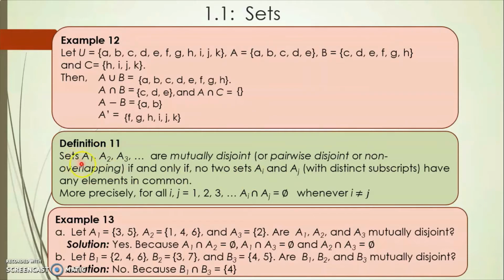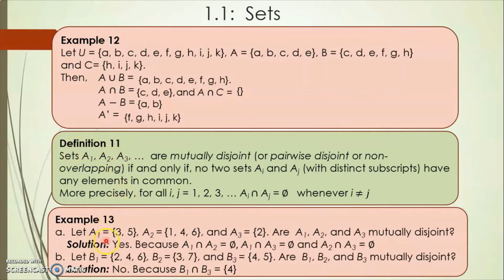Definition 11 says A1, A2, A3 are mutually disjoint if and only if no two sets Ai and Aj have any element in common. So this definition applies to more than two sets. Whenever no two sets have any element in common, you can write it like this: for all i and j equals 1, 2, 3 until the end, you have Ai intersect Aj equals the empty set.